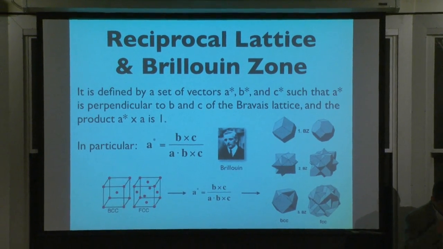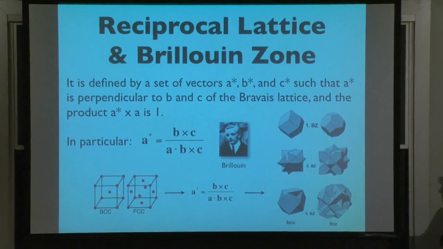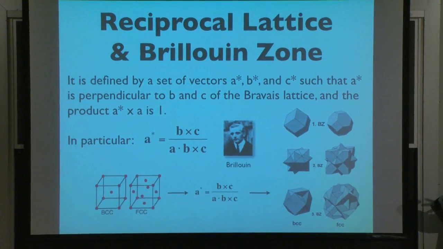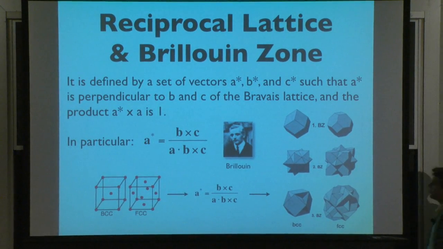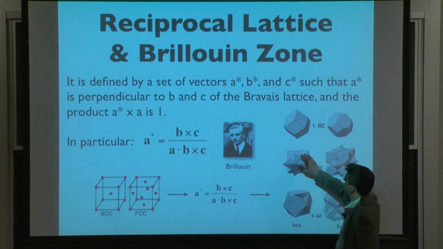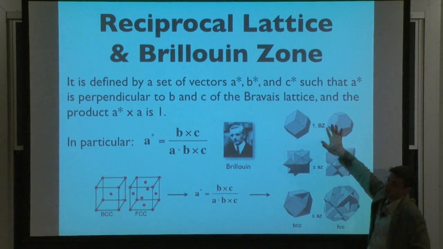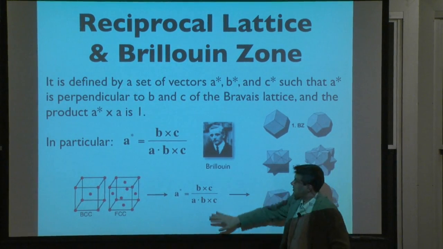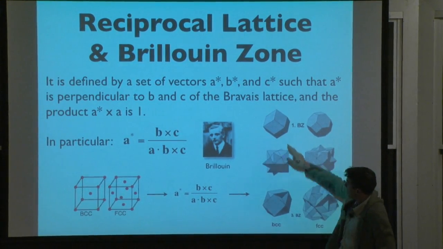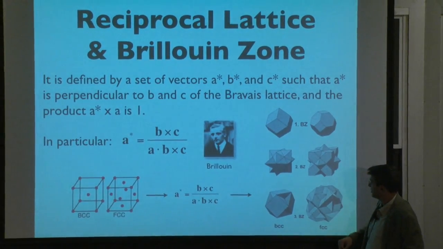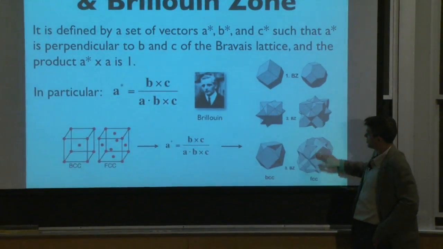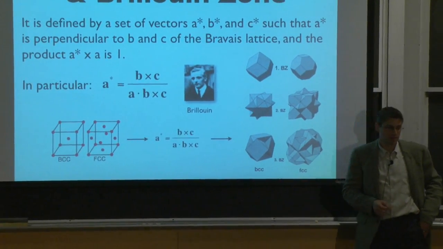And you can go out, you can keep doing this and go to next nearest neighbors and draw bisecting lines and create the next volume. And here are just a few examples. The first Brillouin zone is what we're going to be interested in. Okay, and this is what it looks like for BCC and FCC lattices. And then you can go out to further and further points, and you get some really interesting volumes here.